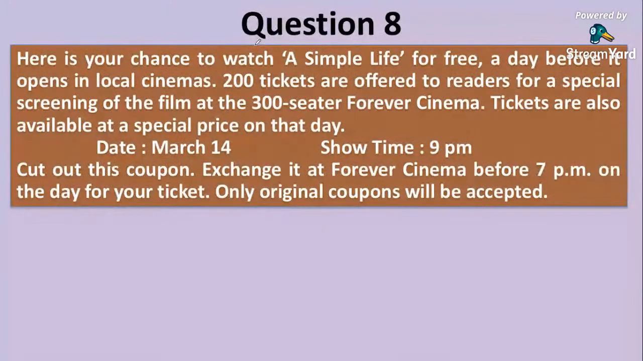Here is your chance to watch A Simple Life for free, a day before it opens in local cinemas. 200 tickets are offered to readers for special screening of the film at the 300-seater Forever Cinema. Tickets are also available at a special price on that day. Date: 14th of March. Showtime: 9 p.m. Cut out this coupon. Exchange it at Forever Cinema before 7 p.m. on the day for your ticket. Only original coupons will be accepted.